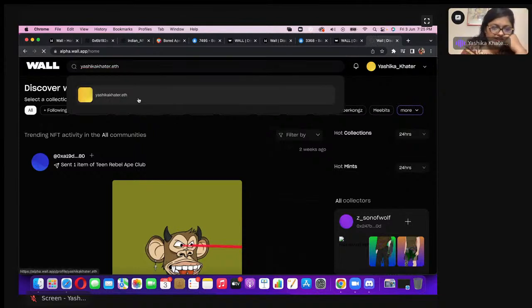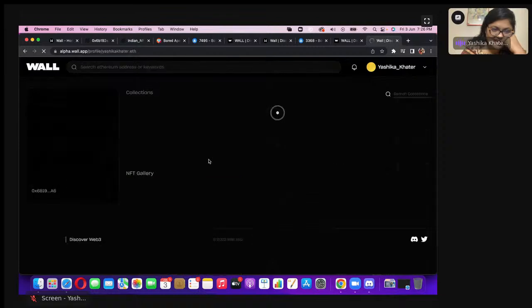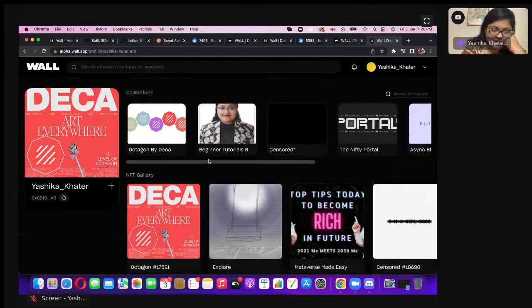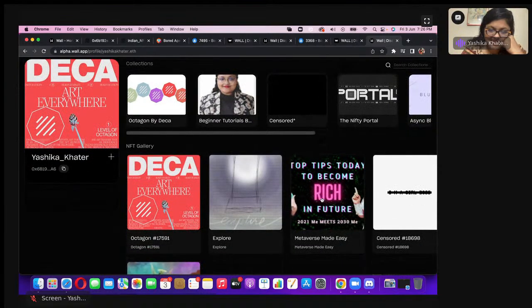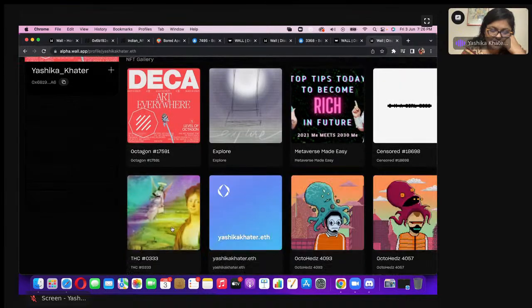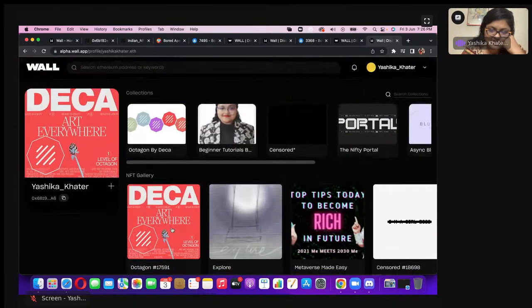Okay, so yashikakate.eth is here. Let me see if it brings out my information correctly. Yeah, okay. So these are the NFTs I created myself. This NFT I just got today, it's a free NFT mint, and it's been amazing. This is one of my valuable mints from the Async cards. This is one which I minted on my own. So a lot of ones, but these are the ones that I hold.